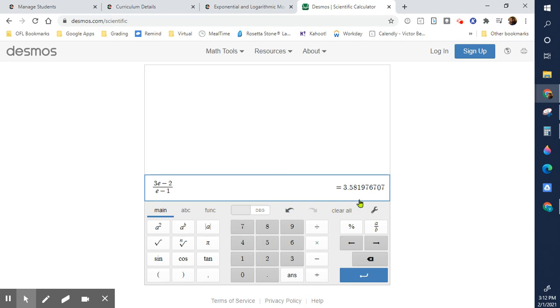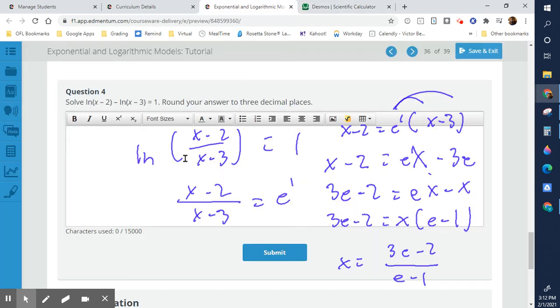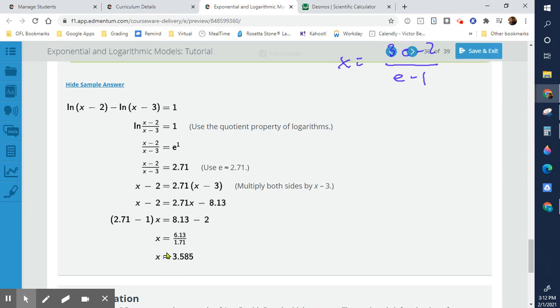3.58. Oh, not 81, because this 7 turns this 9 into a 10, meaning actually, it doesn't even have to be that complicated. This 9 turns that 1 into 2, so it's 3.582. So my answer is 3.582. And you can see it right, 585. What happened here?